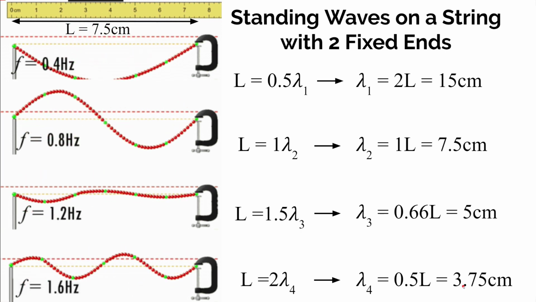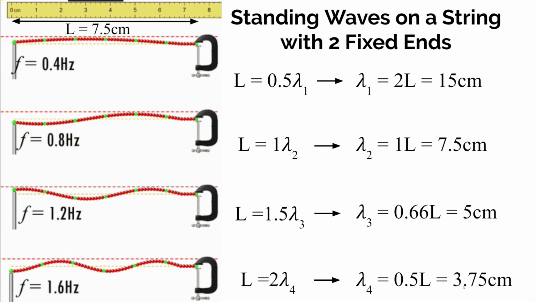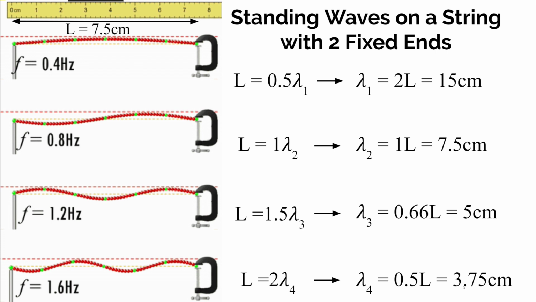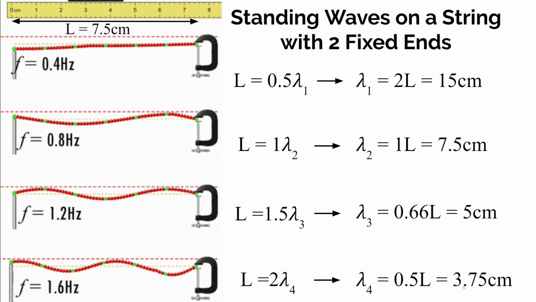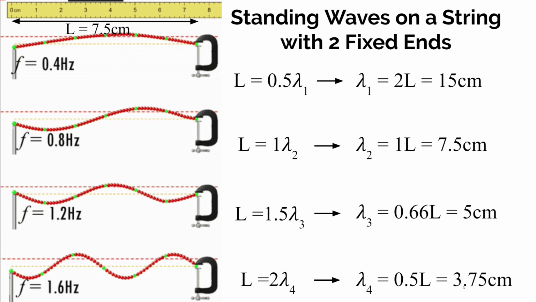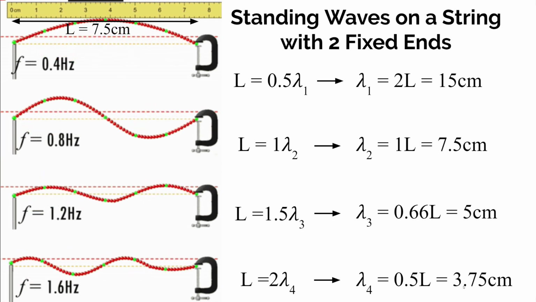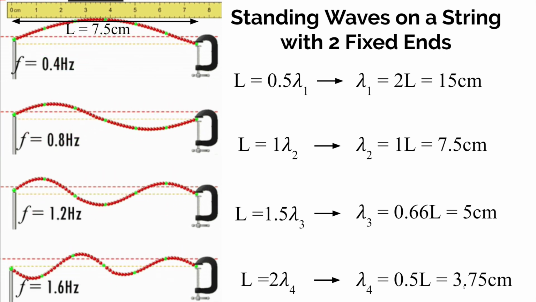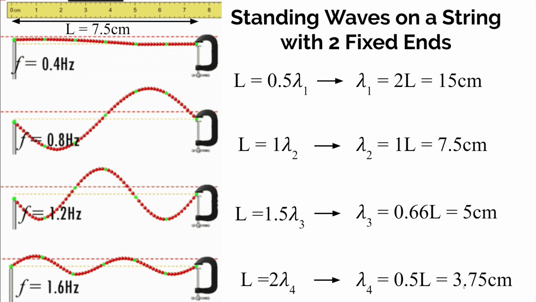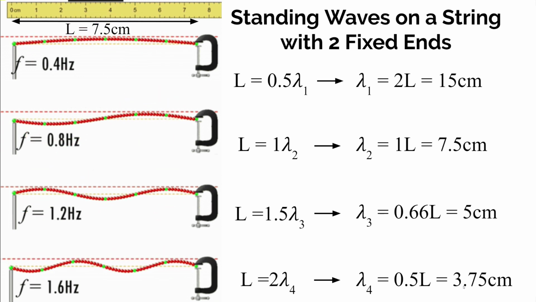We could keep going, I won't, but the next possible standing wave would have 6 evenly spaced nodes, and then the next one would be 7 evenly spaced nodes. But what's true about all of them, other than the fact that the nodes are evenly spaced, is you have to have a node on either end for a string that has 2 fixed ends that has a standing wave inside of it.